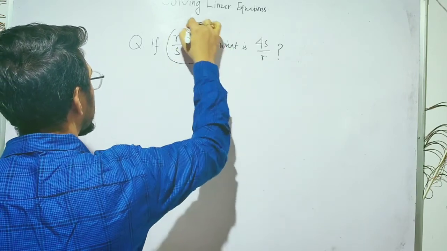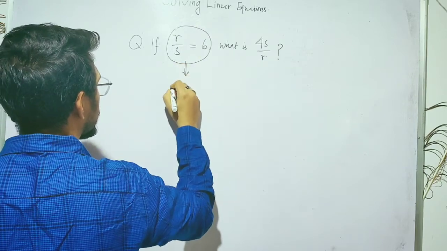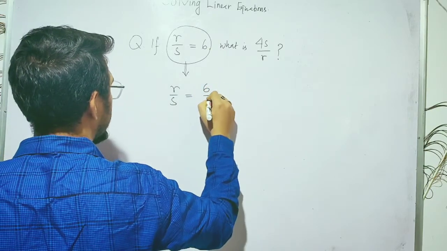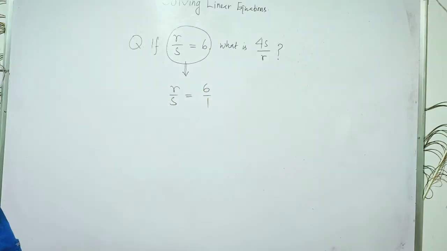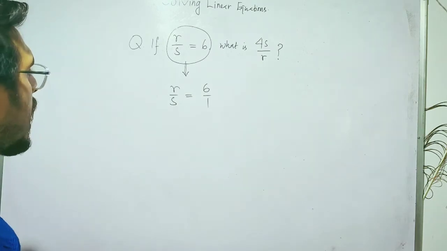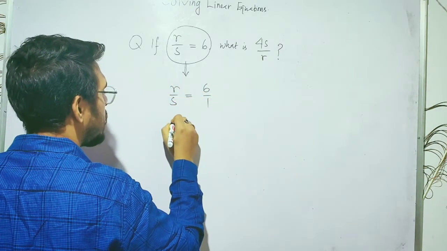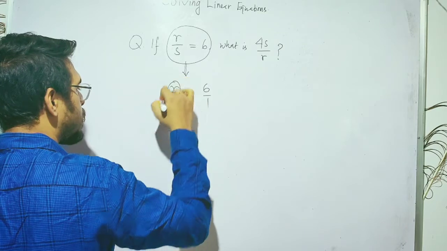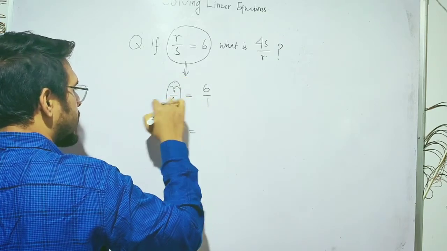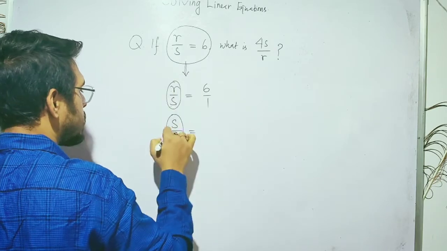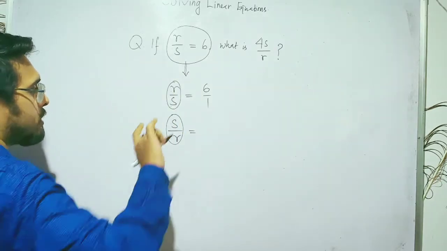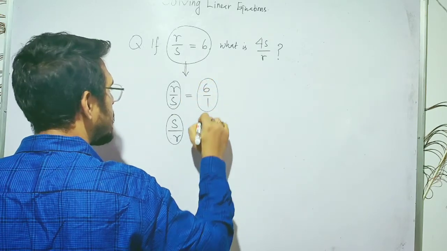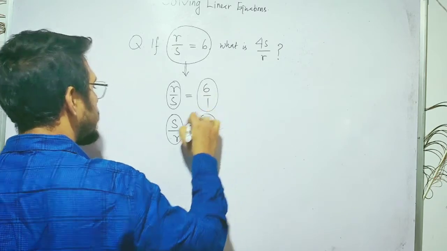If we focus on this particular thing, r over s equals to 6. Can we say 6 as 6 over 1? We can say 6 is nothing but 6 over 1, right? So now r over s is 6 over 1. So what will be s over r? So what did we do? We just reciprocated it. That means the denominator takes the place of the numerator and the numerator takes the place of the denominator. So the same thing will happen here. In this case, the denominator is 1, so 1 will be the numerator, and 6 is the numerator, so it will be the denominator.